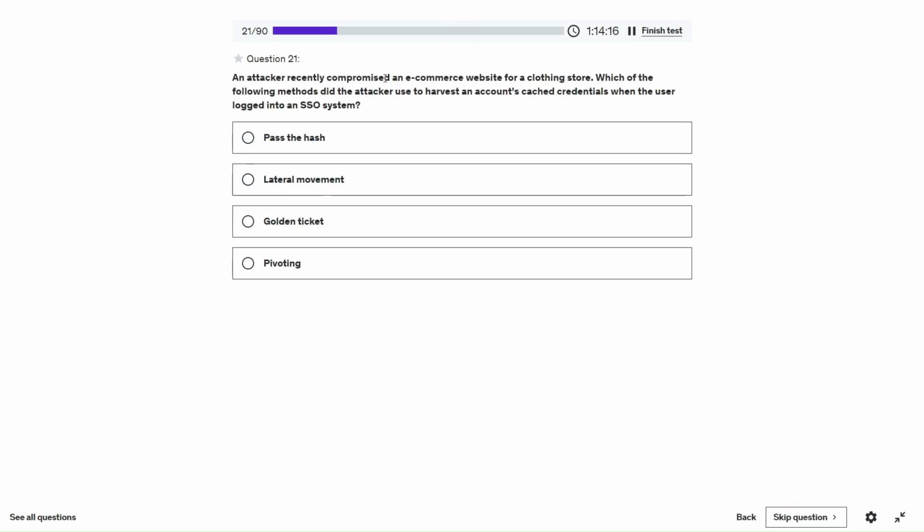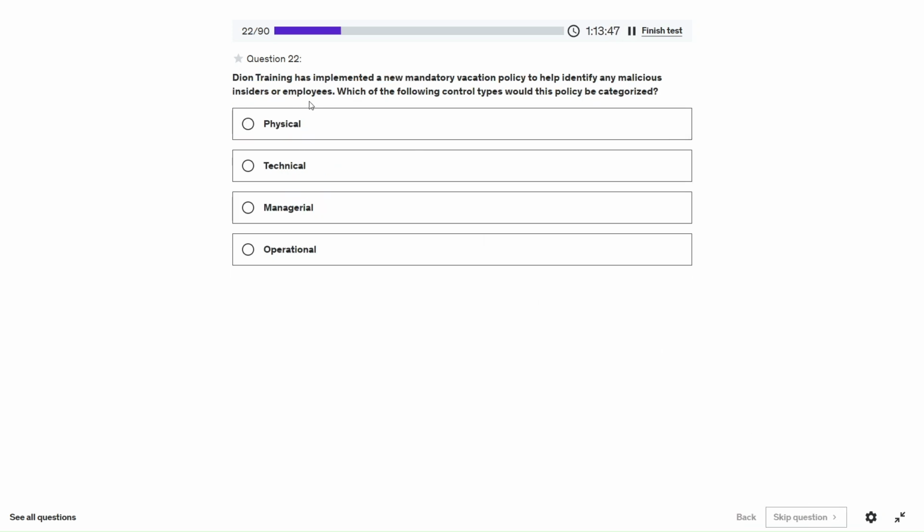An attacker recently compromised an e-commerce website for a clothing store. Which of the following methods did the attacker use to harvest an account's cached credentials when the user logged into the single sign-on system? Only could be done using pass the hash. Because the hashes are stored on the system, and if you pass the hash value from the credentials, you can actually get access to the system.